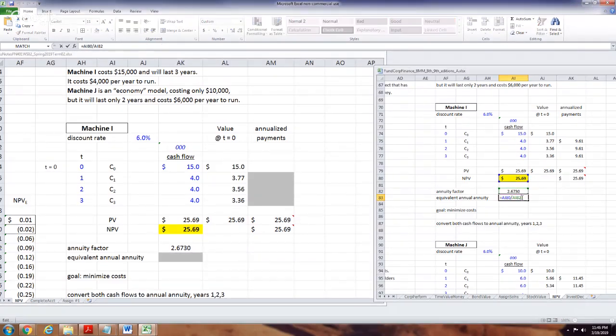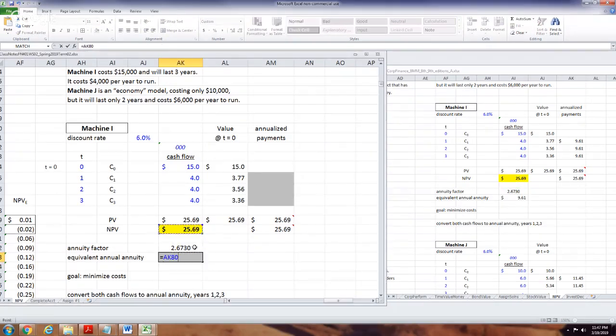The rest of this stuff, this is just the present value, right? This is just the present value divided by that factor. And there's your annual rates. So what this means is that, you know, I'm spending this amount.